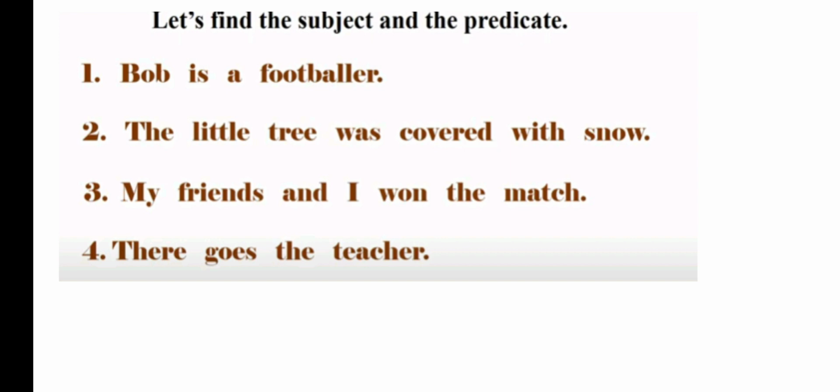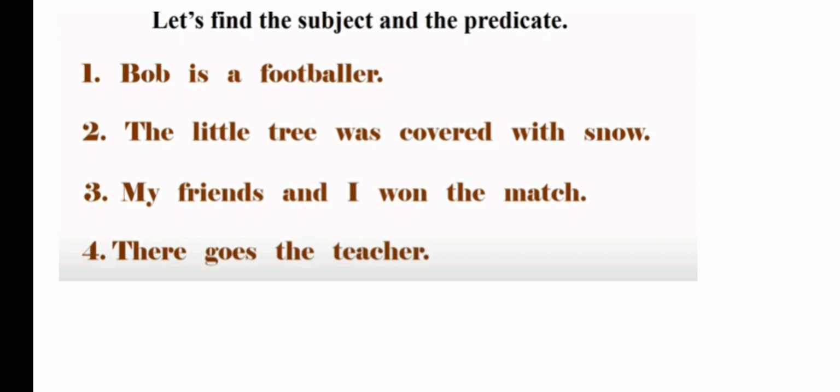Thirdly, my friends and I won the match. Now, which is the verb here again? Won. That's the action word. Add a question to this verb. Who won? My friends and I. So, my friends and I together is the subject here. Won the match is a predicate.